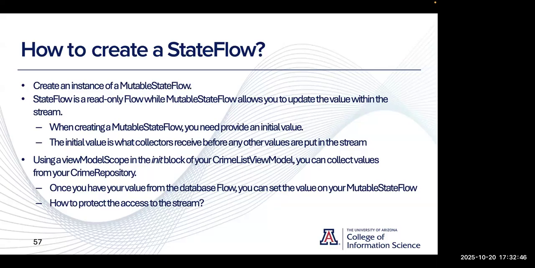So using the view model scope in the init block, the crime list view model can collect values from the crime repository. And once you have that value from the database, Flow can set up the value in your mutable state flow. But how do we protect access to the stream?